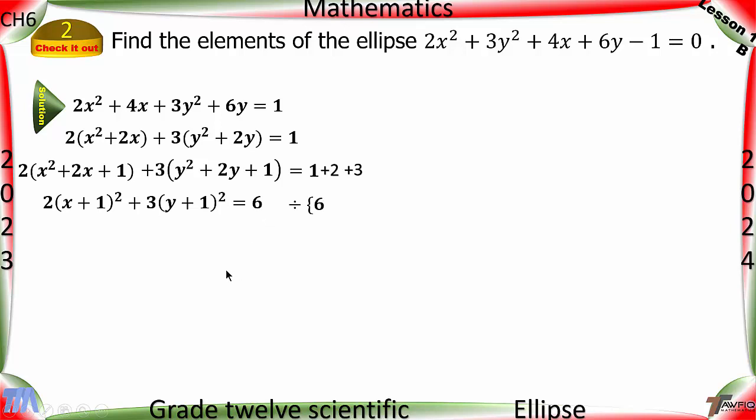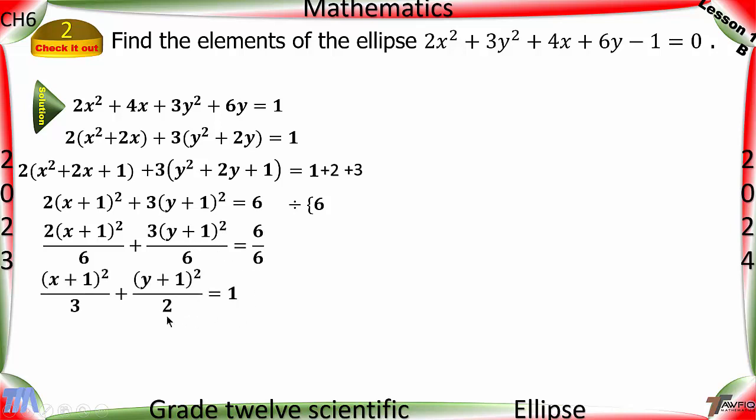Dividing both sides by 6, it becomes 2(x plus 1) squared over 6 plus 3(y plus 1) squared over 6 is equal to 6 over 6. Simplifying, it becomes (x plus 1) squared over 3 plus (y plus 1) squared over 2 is equal to 1. As you can see here, the 3 is the bigger number. It is under x, so the major axis is horizontal.